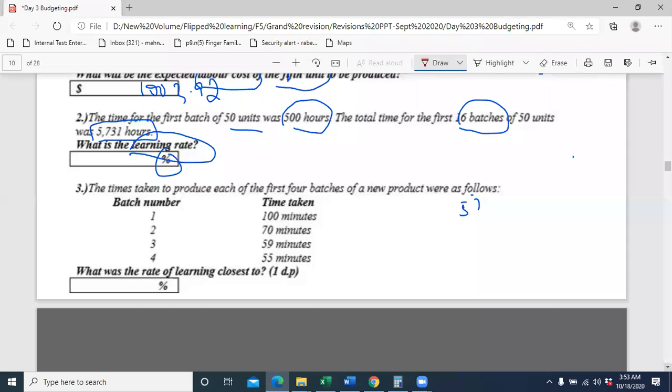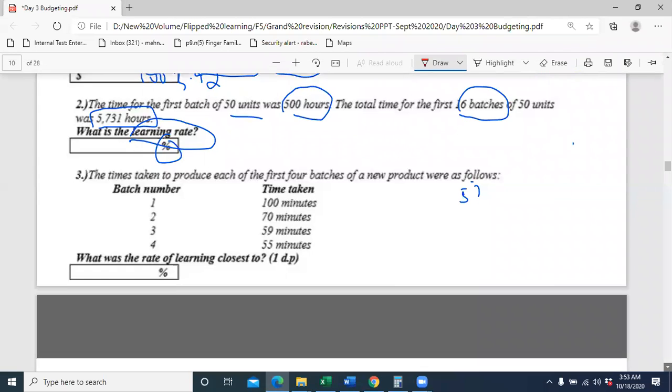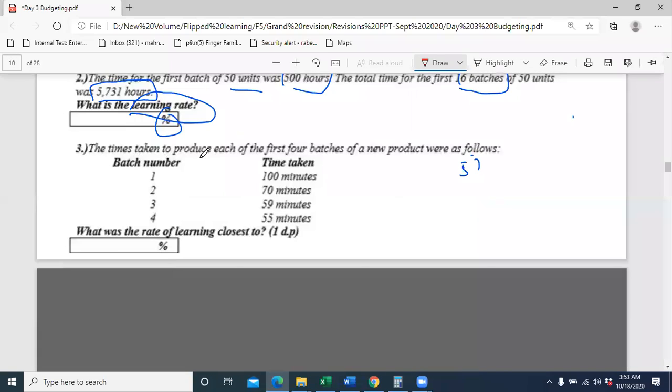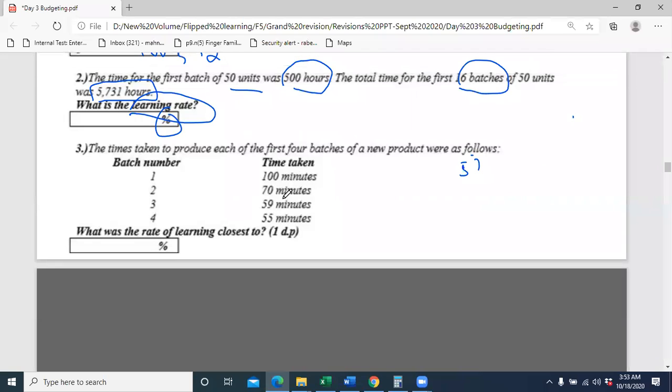Okay. Now, the third question here. The time taken to produce each of the first 4 batches. Here you're not given the cumulative average time. Here you're actually given the incremental time for each unit, like for first, second, third, and fourth unit. What you actually calculate from the fourth column of the table, that thing that is given to you.